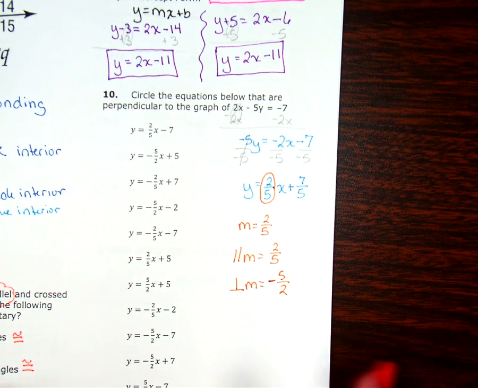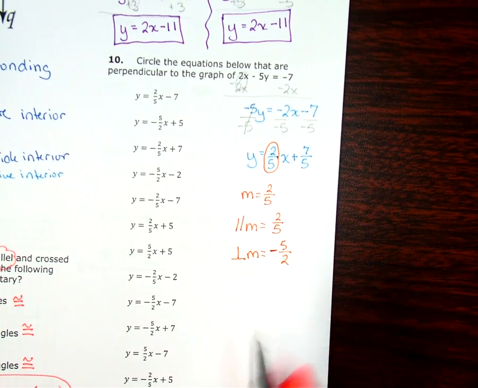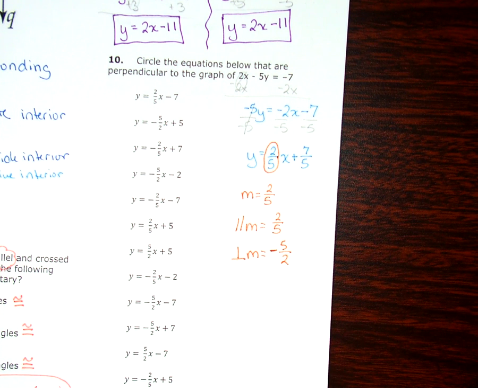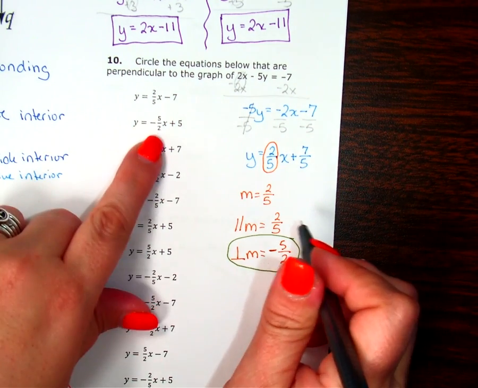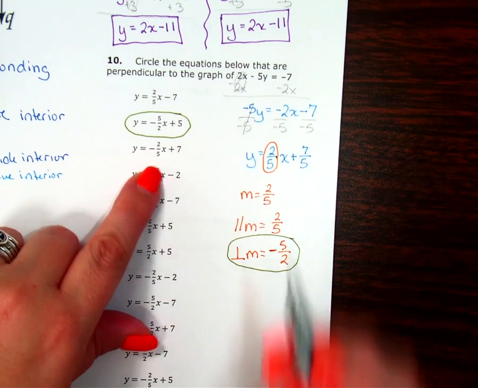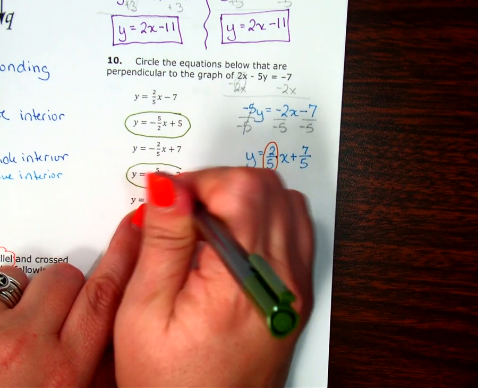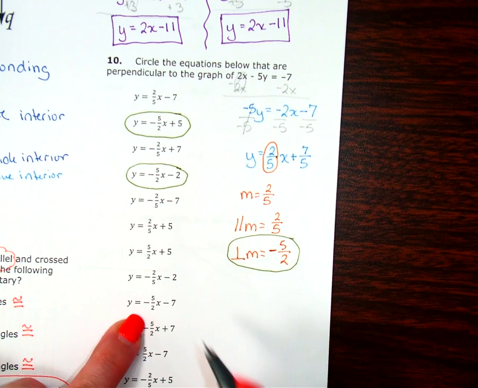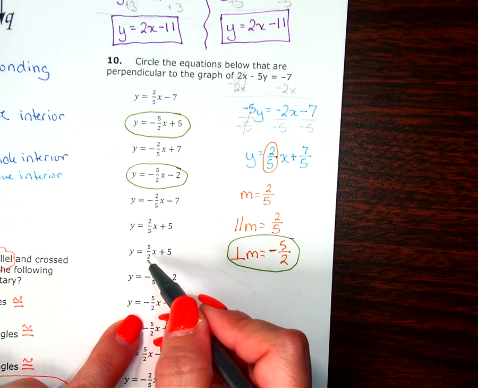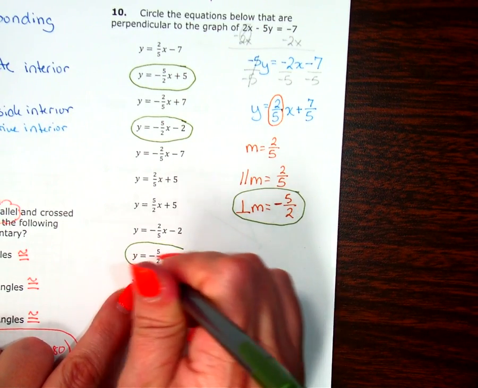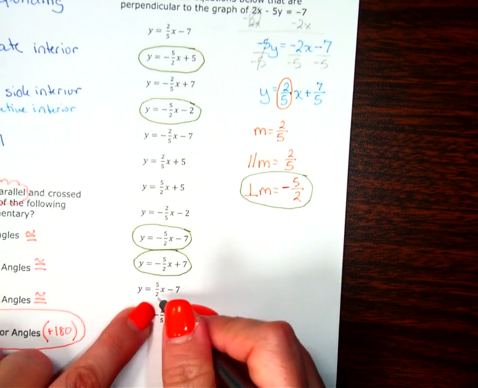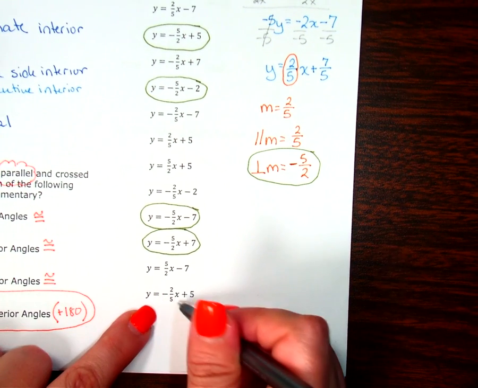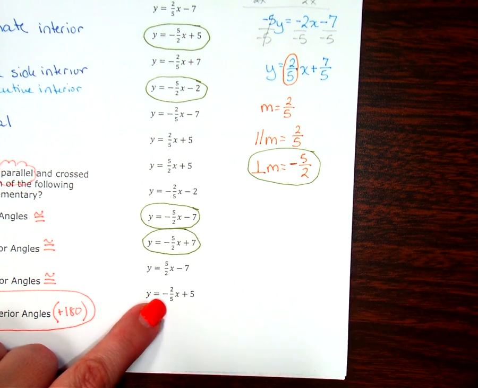So it wants me to circle the equations of the graphs below that are perpendicular to the graph. So I am looking to circle any equation that has a slope of negative 5/2. So here's a negative 5/2. Here's a negative 5/2. Now that one's close, right? But it's 5/2, but it's not negative. Here's a negative 5/2. Here's a negative 5/2. And that one's close, but it's positive, and I want negative. And that one's close, it's negative, but it's not flipped over.